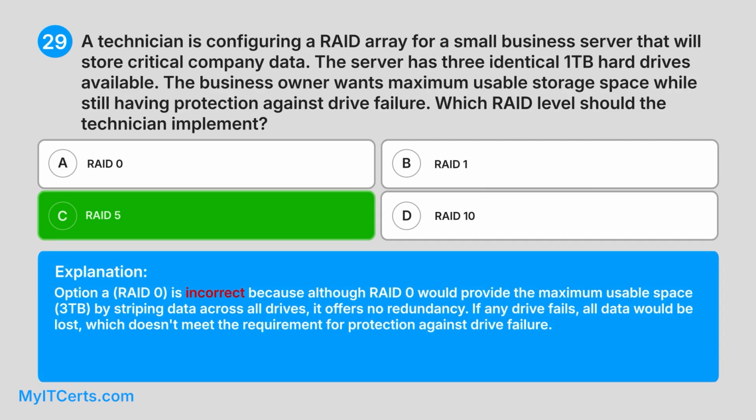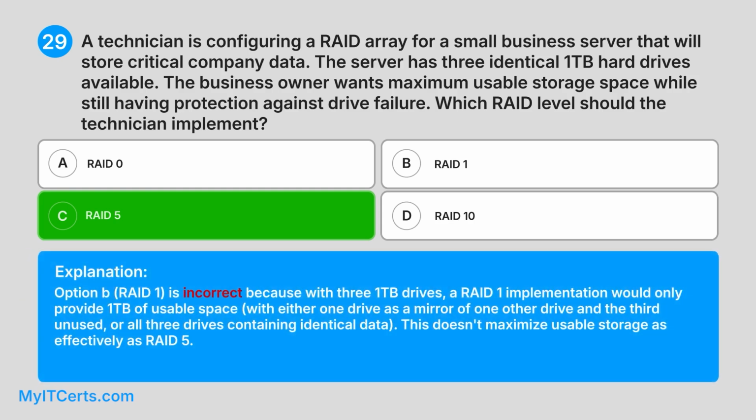Option A, RAID 0, is incorrect because although RAID 0 would provide the maximum usable space, 3 TB, by striping data across all drives, it offers no redundancy. If any drive fails, all data would be lost, which doesn't meet the requirement for protection against drive failure.